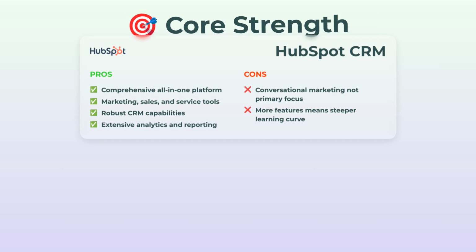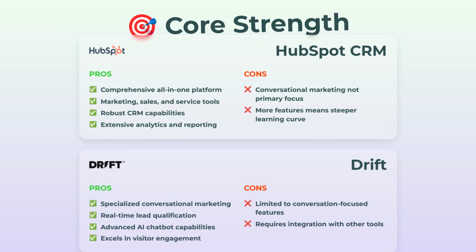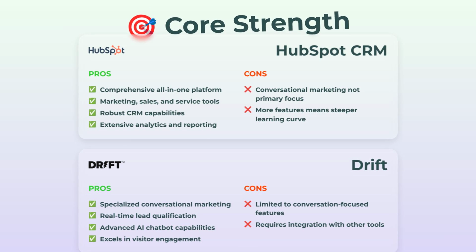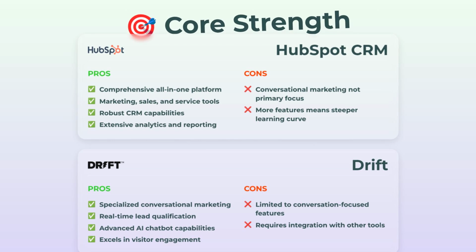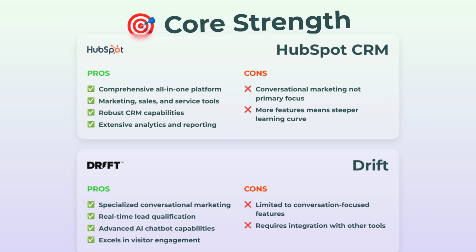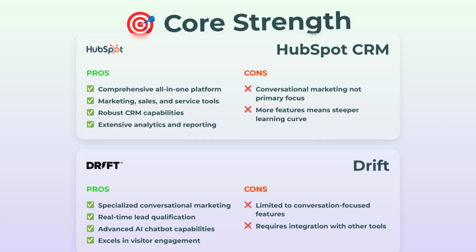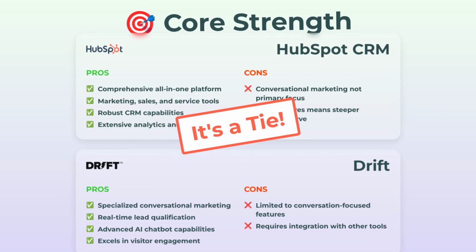Drift, though, this is its playground. Specialized in conversation, Drift is all about qualifying leads in real time, using AI chatbots, and grabbing visitors while they're hot. But you only get those conversation-centric powers. You'll need to link up with other tools if you want something more. Both have mad strengths, but in totally different lanes. Hard to pick a strict winner here. Let's call it a tie.